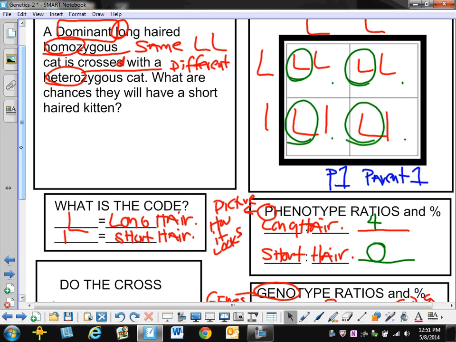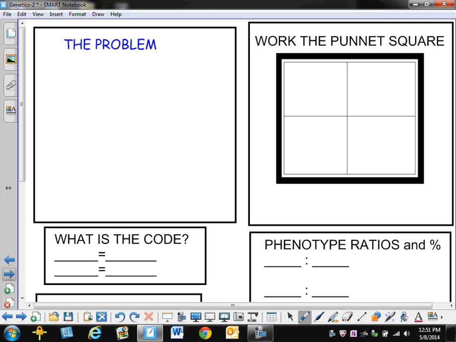Because now what we're going to do is pick, let's do this cross. We're going to take these two kittens and mate them. So go to your next blank page. It looks like this. We're going to cross a big L, little l with a big L, little l. Yes, you can put that in the problem. You're going to do all the rest of it. I'm going to give you guys a few minutes, and we're going to come back and walk through this one.